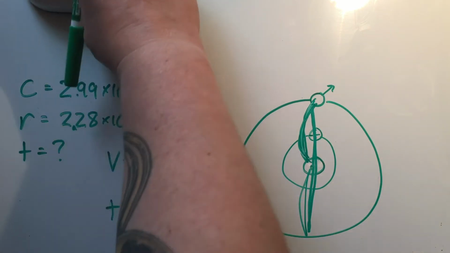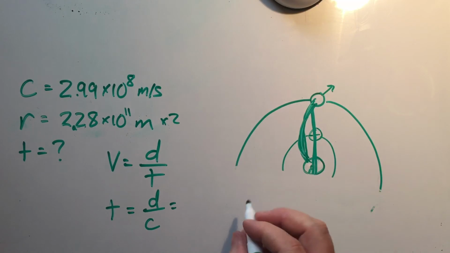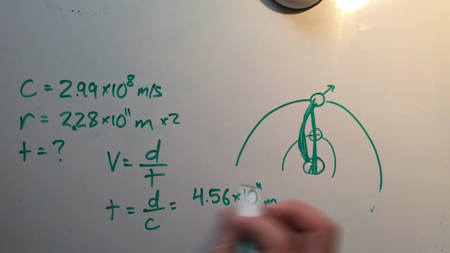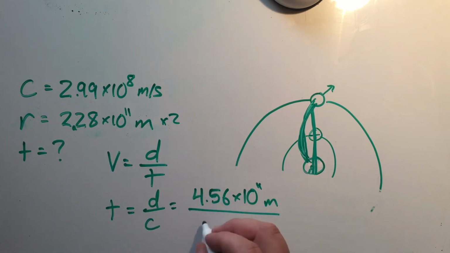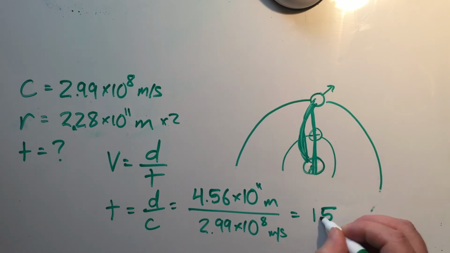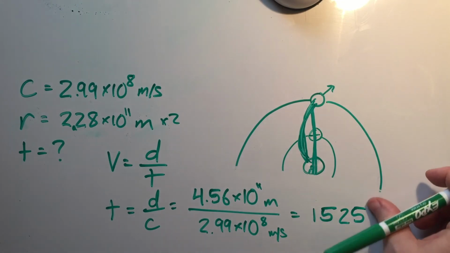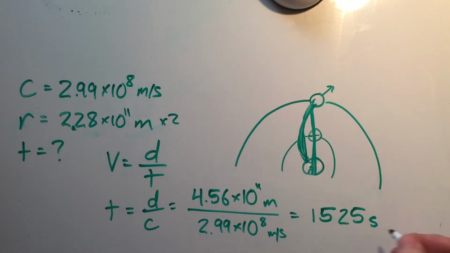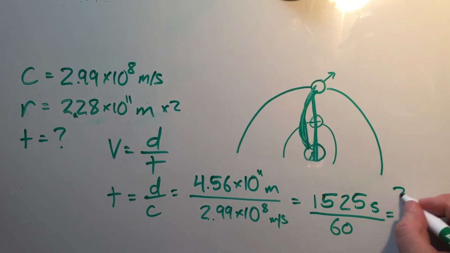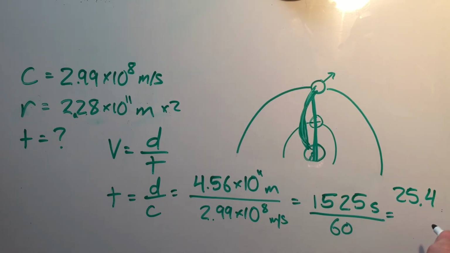So that is going to give us 4.56 times 10 to the 11th meters, twice this number, divided by the speed of light, 2.99 times 10 to the 8th meters per second. And if you do the math on that, you wind up with 1,525 seconds. We'd like to have this in terms of minutes instead of seconds, so let's divide by 60. Then if we divide by 60, we wind up with 25.4 minutes.